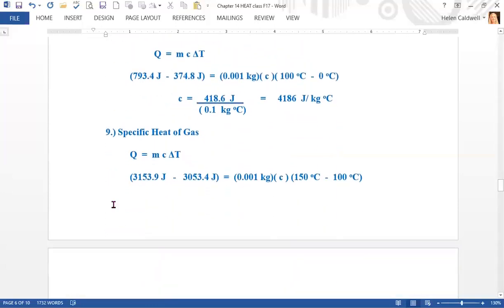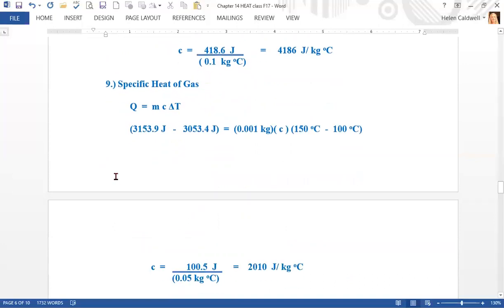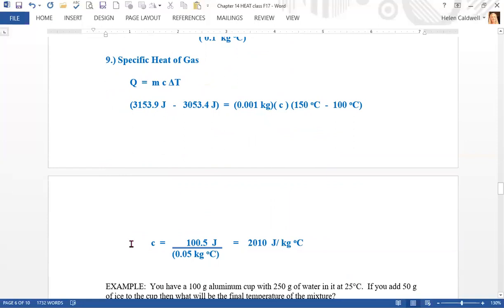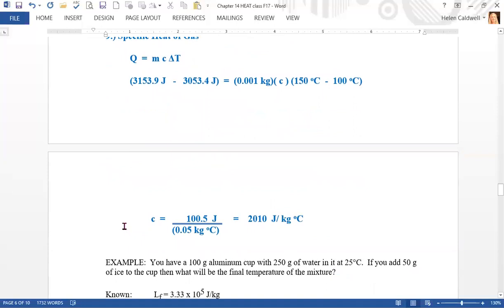Last one for the last incline portion, Q equals MC delta T. So 3,153.9 minus 3,053.4 equals 0.001 kilograms times little c times 150 degrees Celsius minus 100 degrees Celsius. And when you do the arithmetic, you get 2,010 joules per kilogram degrees Celsius. If I draw you a warming curve, you ought to be able to answer any one of these questions as it applies to that specific warming curve.